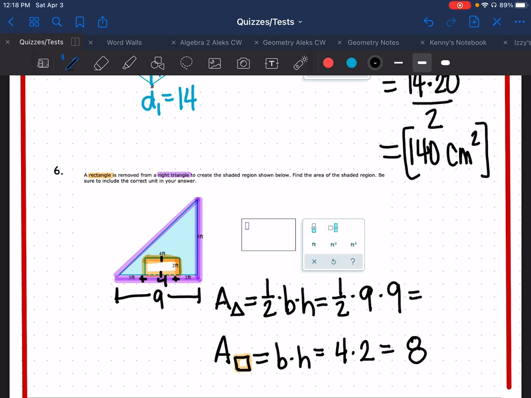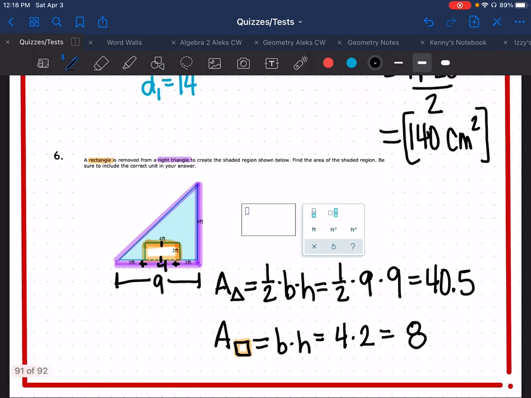So I have 1/2 times 9 times 9. And if I put that in my calculator, I get this. Remember, we're just going to simply subtract because it was being removed. And so my area would be 32.5 feet squared.